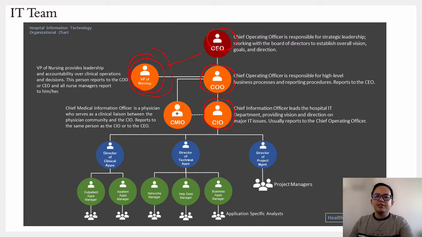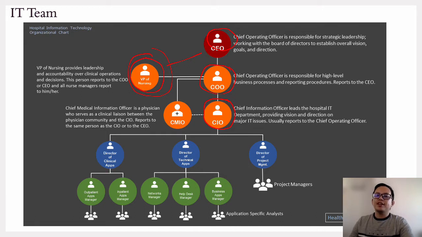The Chief Medical Information Officer, or CMIO, straddles between the CEO and the CIO. The CMIO is usually a physician, and he or she works closely with the VP of Nursing Operations. The CMIO represents the physicians of the organization in determining the long-term vision for IT at the hospital. The CMIO plays a crucial role in all major IT decisions.